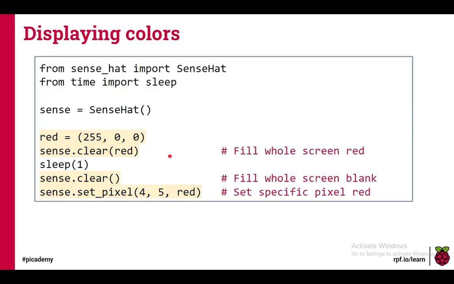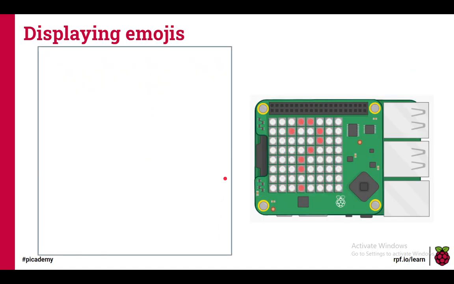And if you want to do one specific pixel, you can do sense.setPixel and then the location. Remember, it's 0, 0 as the top corner, so this is actually 5 over and 6 down, right? And again, you have to remember the orientation of your device, and then it'll make it red. So again, pause if you need to, try this out, see if you can get it to work, and we'll move on to displaying emojis.